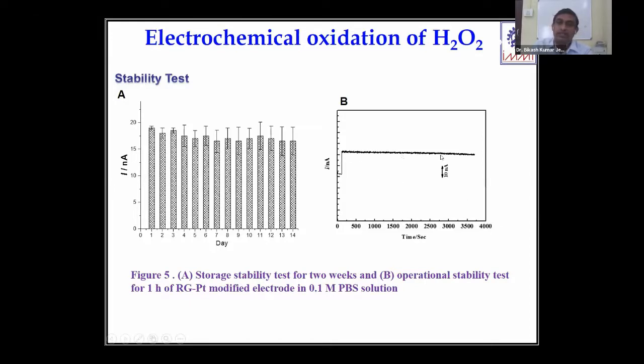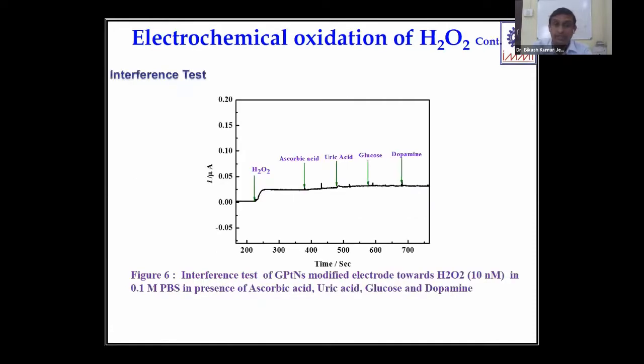The current remains steady for maybe around 20 minutes or maybe around 40 minutes; this is quite stable. After 1 hour, some decrease is there. That means we can use it continuously for up to 1 hour. Every time, for this kind of experiment, we need maybe 5 minutes to do an experiment, but up to 1 hour we can continuously measure. So its storage and operational stability is quite good.